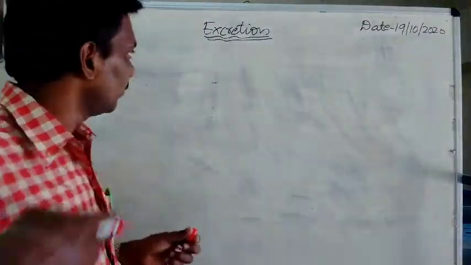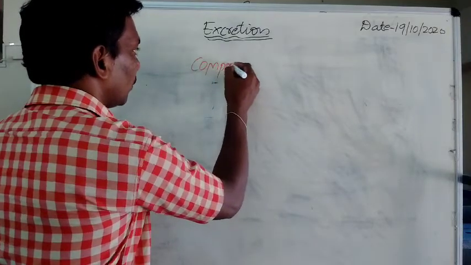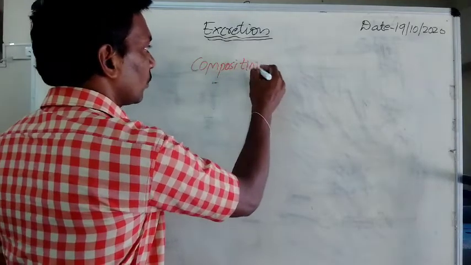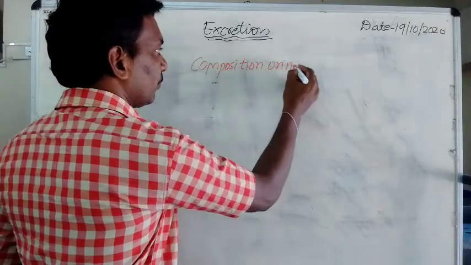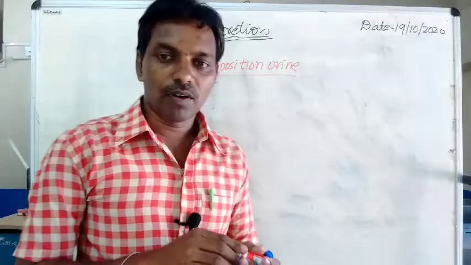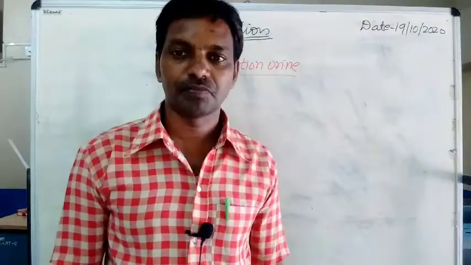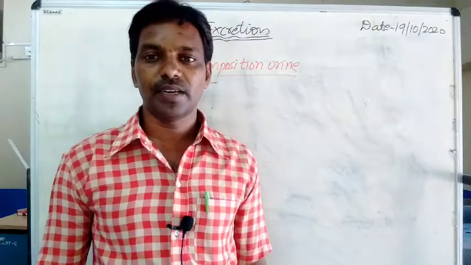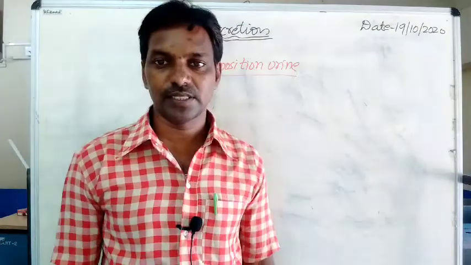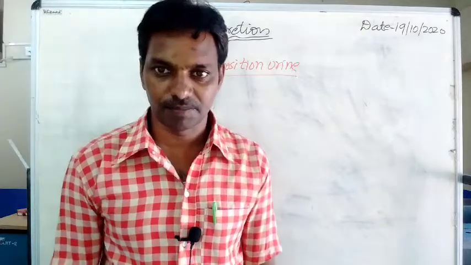What is our topic? Composition of urine. What does it contain? That is the concept we are going to discuss. Urine is a pale transparent substance that is expelled out by the excretory system.